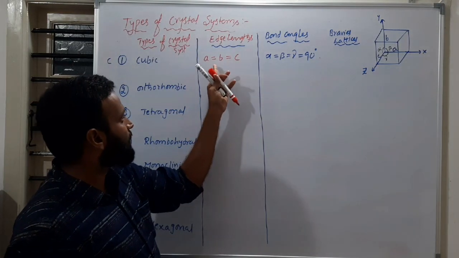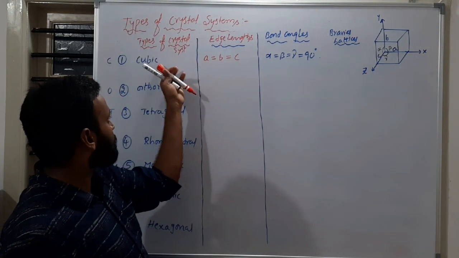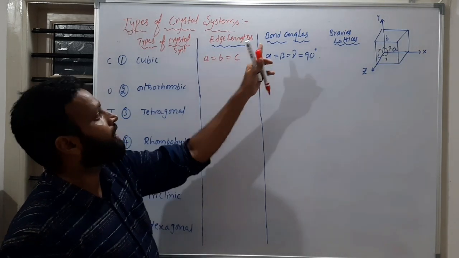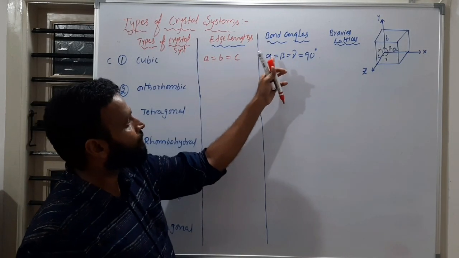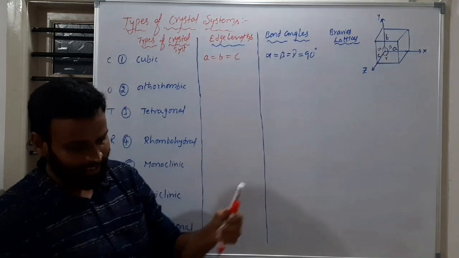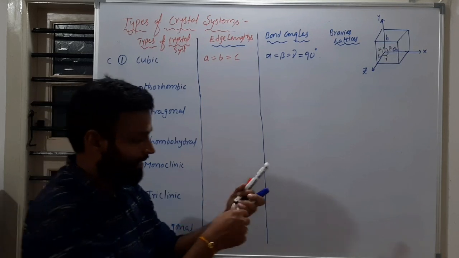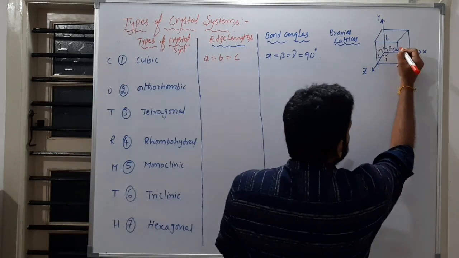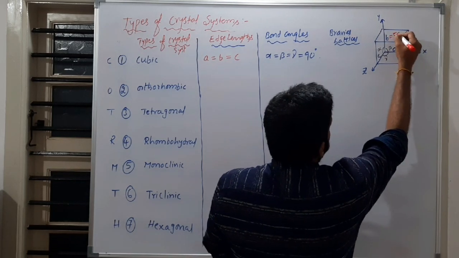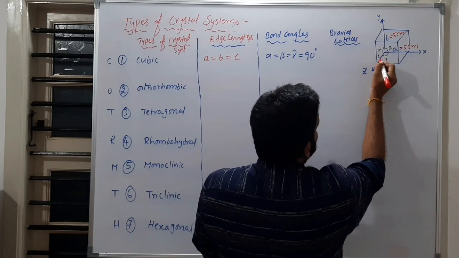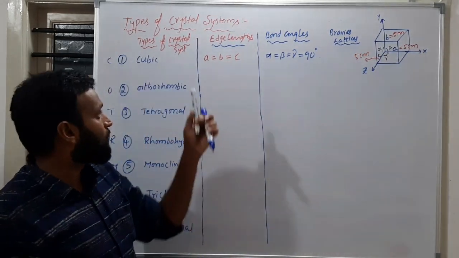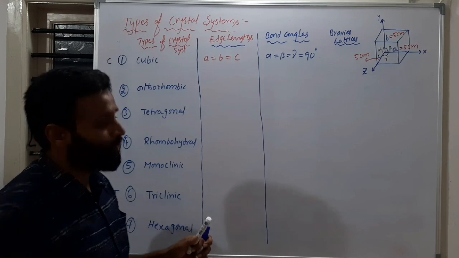First we are discussing cubic, and in cubic A is equal to B, B is equal to C. And bond angles, alpha is equal to beta, beta is equal to gamma is equal to 90 degrees. Here, as I said, suppose A is 5 centimeter, and B also 5 centimeter, and C length also 5 centimeter like that. So edge lengths are the same for cubic.